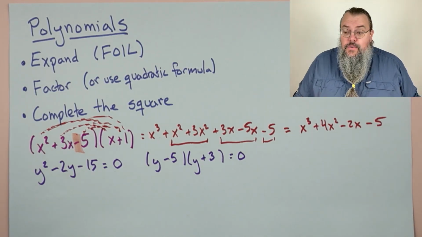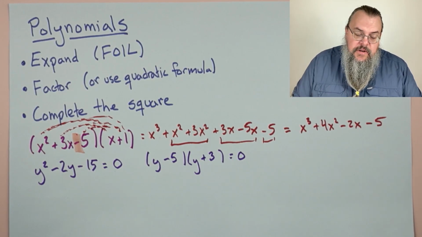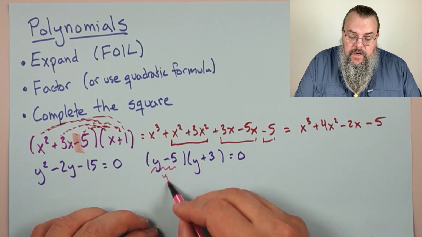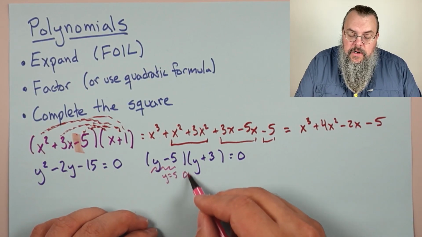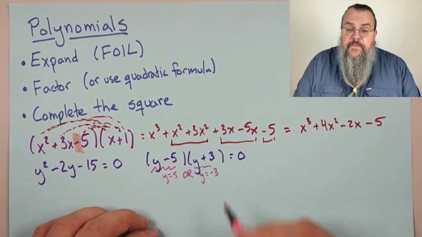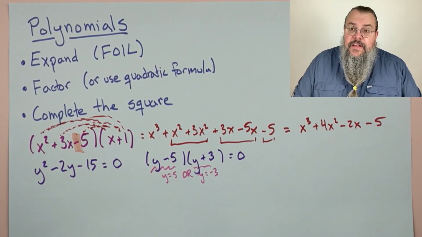So what we're saying here is that either this y minus 5 is 0, which would say y equals 5, or this y plus 3 equals 0, which says y equals negative 3. All right, great, success.